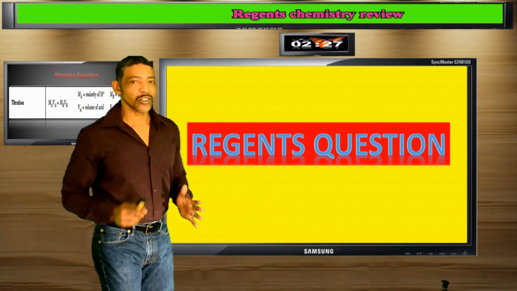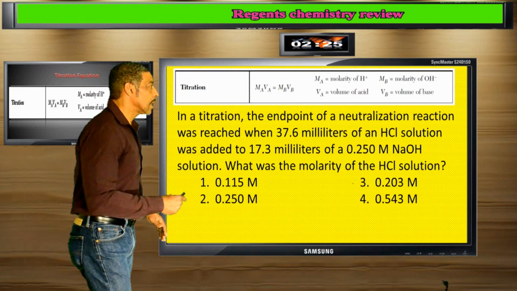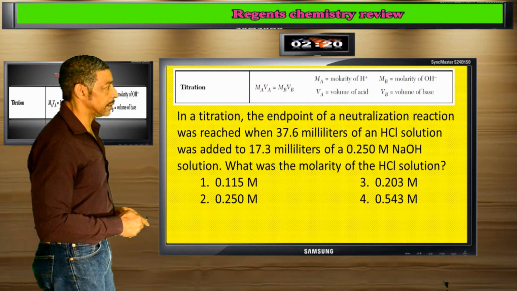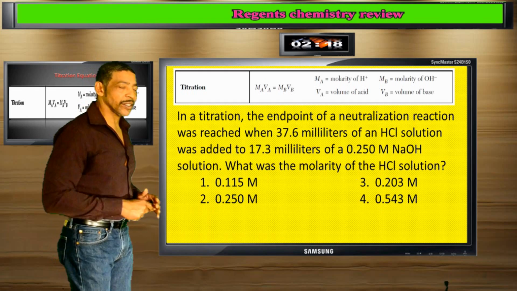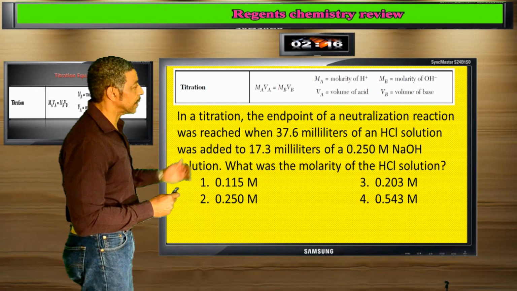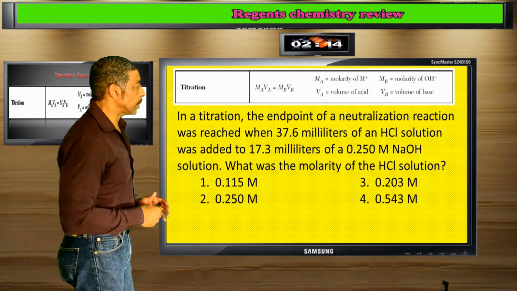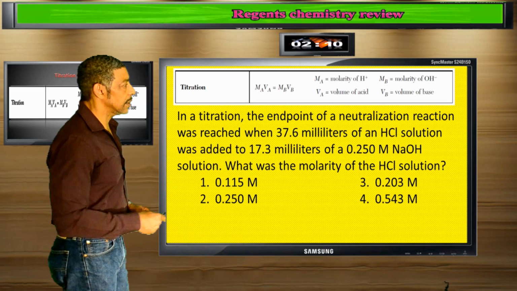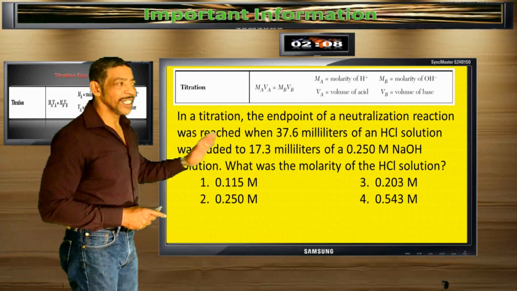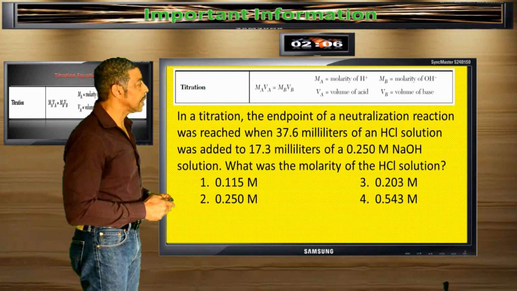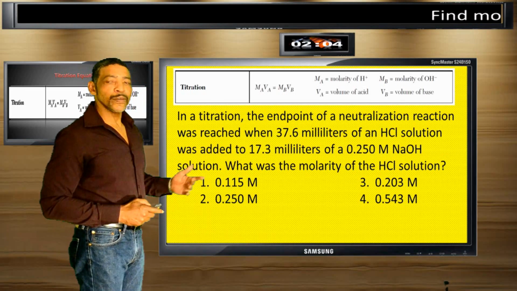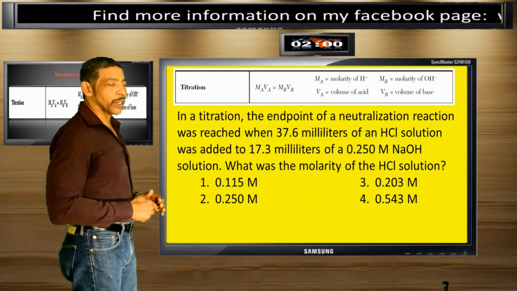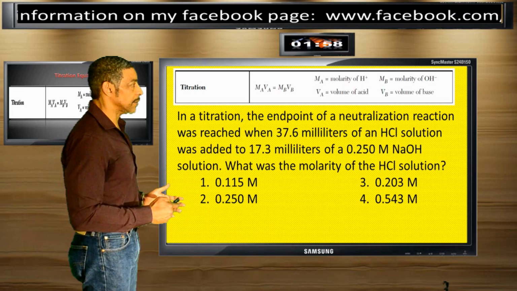Okay, one more practice problem, then we're done. The following question was also taken from an actual Regents chemistry examination. In a titration, the endpoint of a neutralization reaction was reached when 37.6 milliliters of HCl solution was added to 17.3 milliliters of 0.250 molar NaOH solution. What was the molarity of the HCl solution?